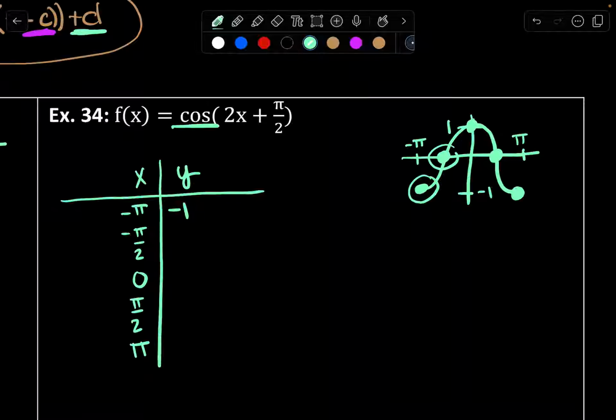And then at negative pi over 2, we're at 0. At 0, that's the maximum on the y-axis. Pi over 2, we're back at the midline. And then at pi, we are at negative 1.